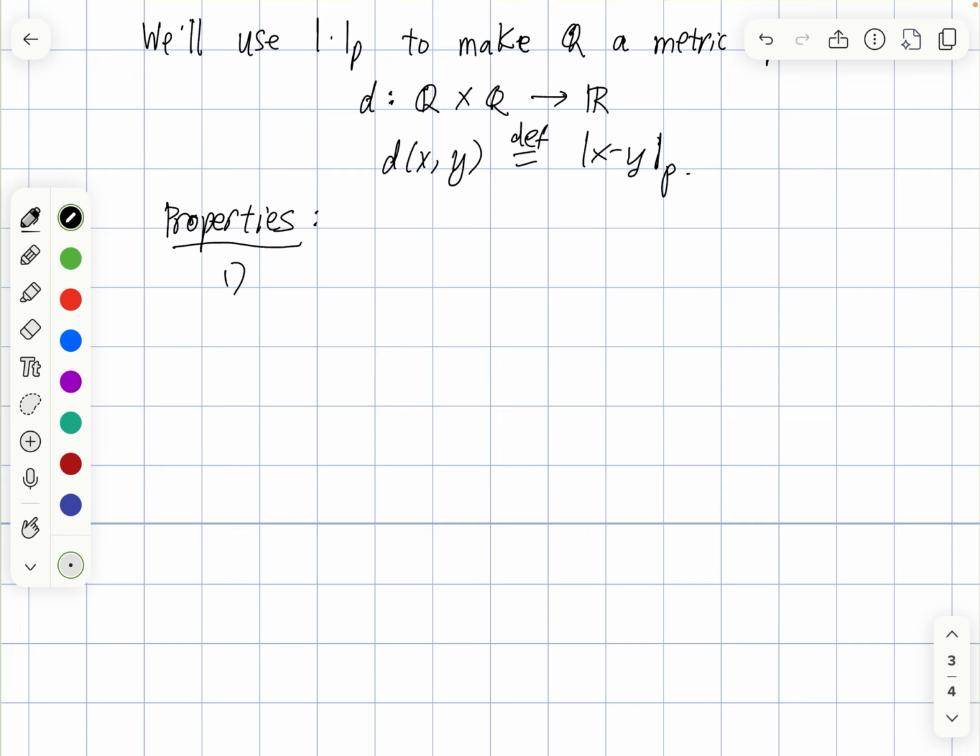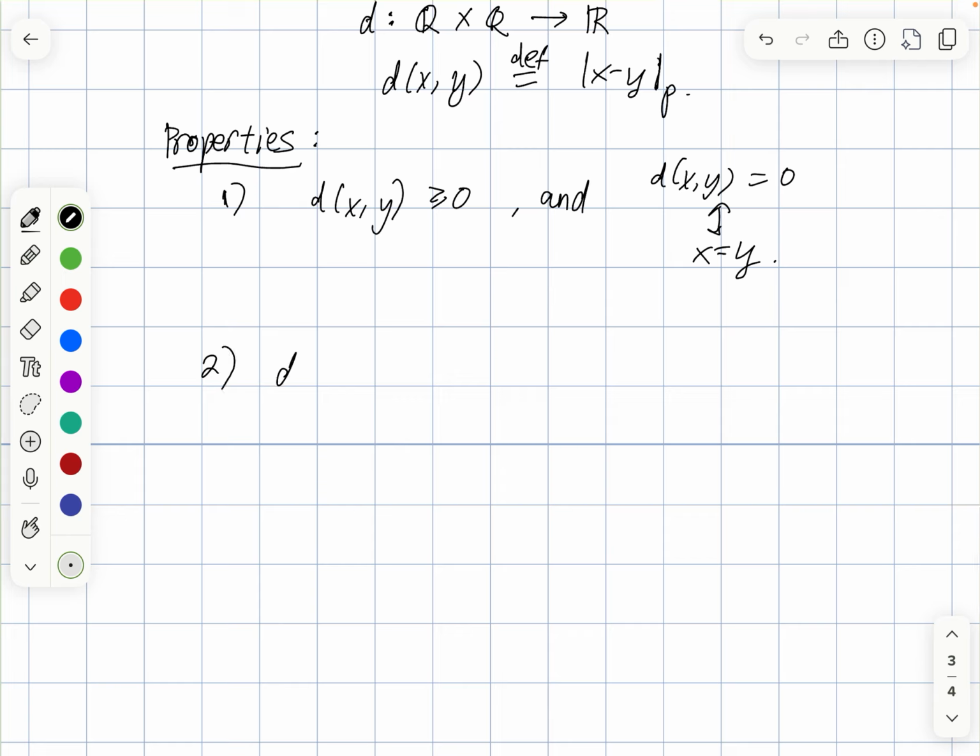Well, this actually pretty much follows from the properties of absolute value that we have seen. So first of all, the first property is that the distance between X and Y is greater than or equal to 0. Well, certainly that is true by definition of the p-adic absolute value. And we know that the distance between X and Y is 0 if and only if X is equal to Y.